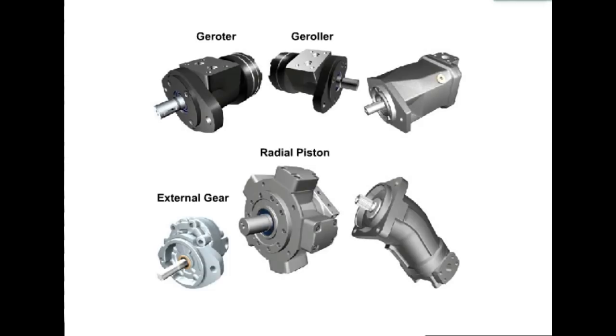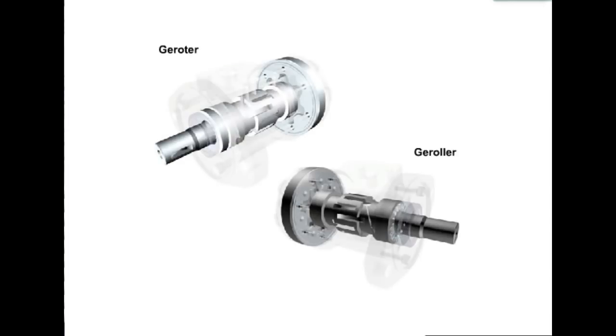While piston-type motors can be used as fixed displacement actuators, axial and bent axis motors can also be used as variable displacement actuators. The gyrotor and gyroller motors are a fixed displacement actuator, which are low-speed, high-torque, bidirectional motors. They are considered durable, compact in size, and inexpensive. These motors are used in many mobile applications where size, costs, and weight are factors.